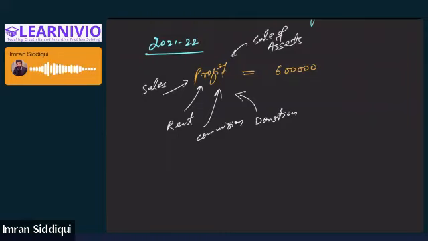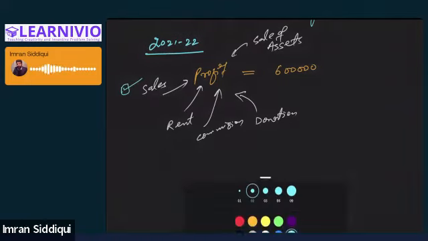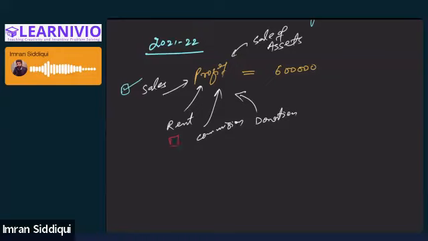Like the example that I have given you, profit is 6 lakh, right? But in this profit, the value of the sales, the income that we have generated on account of sale, is obviously an operational income. This is our regular income. But all other income generated by way of rent is not our regular income. This is abnormal gain. Commission is an abnormal gain. Donation is abnormal gain. Income on sale of asset is an abnormal gain.